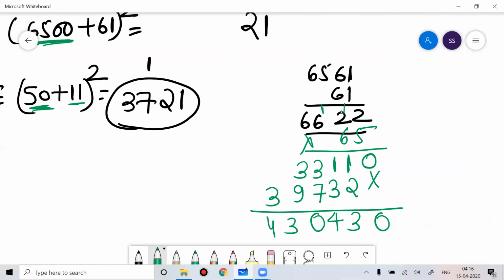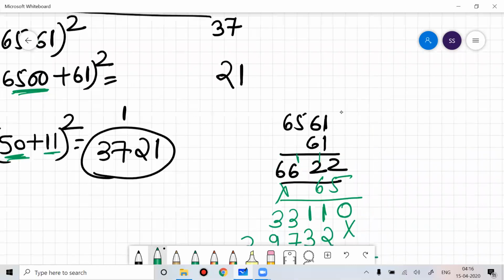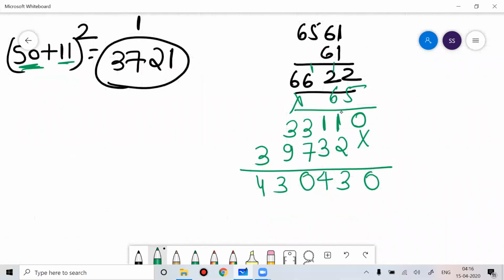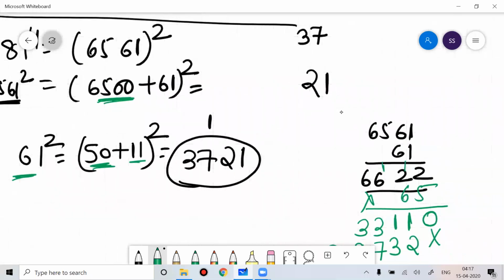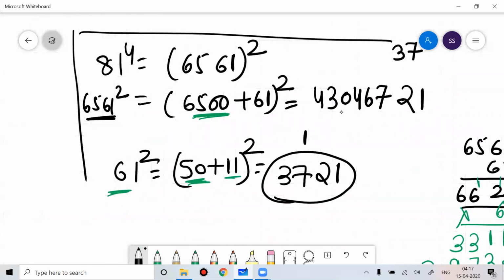6622 into 65. Once you're done, you get 3310, and then you got 12, 13, 37, 3 carry, 39. This is 3, this is 4. So 430. On that, what was the carry? Carry was 37. This is 7, this is 6, this is 4, this is 0, this is 3, this is 4. So 4300467. If you want, you can Google it, or you can use a calculator.